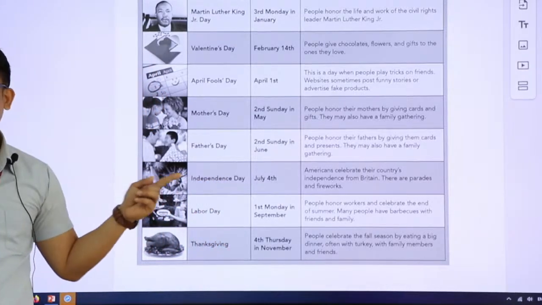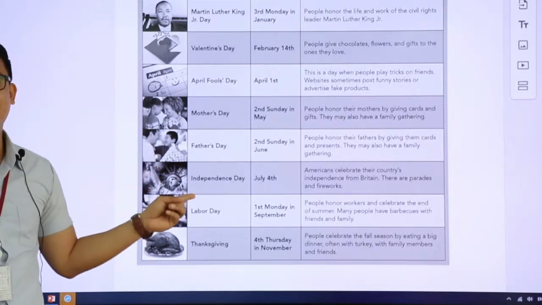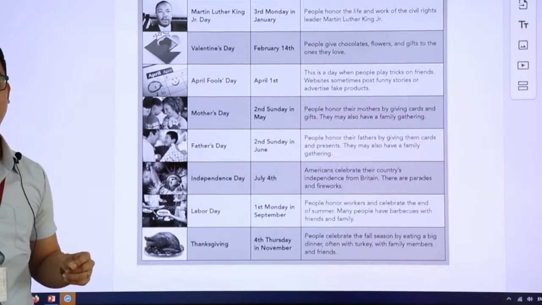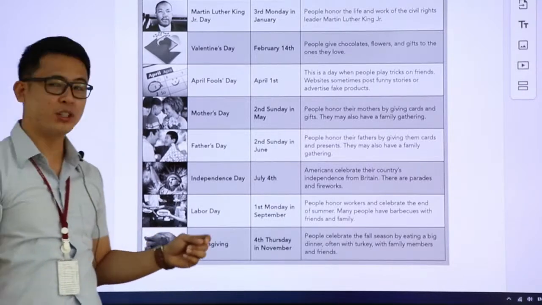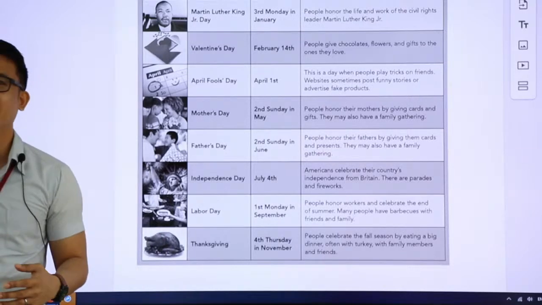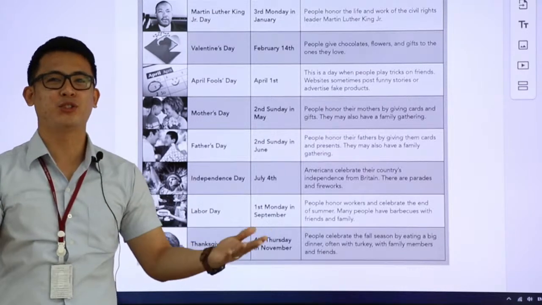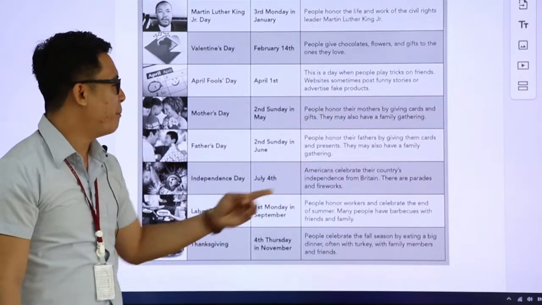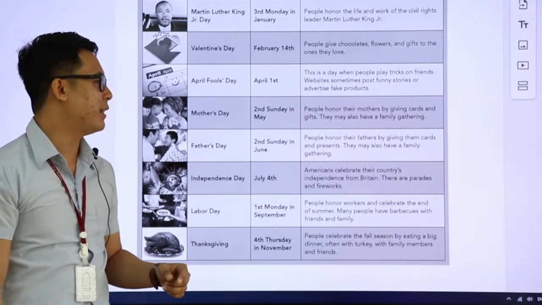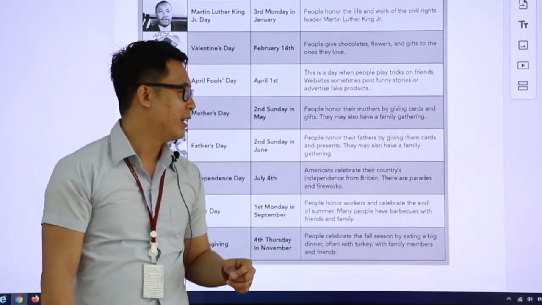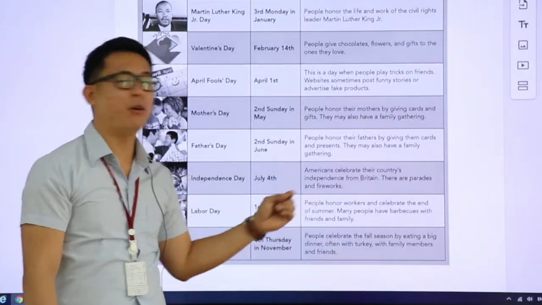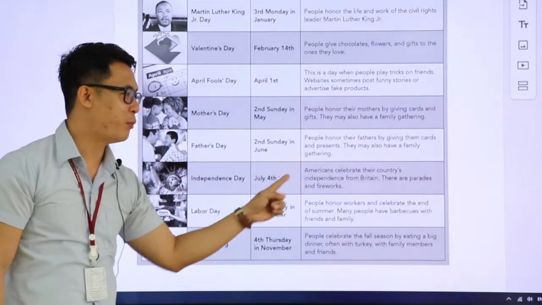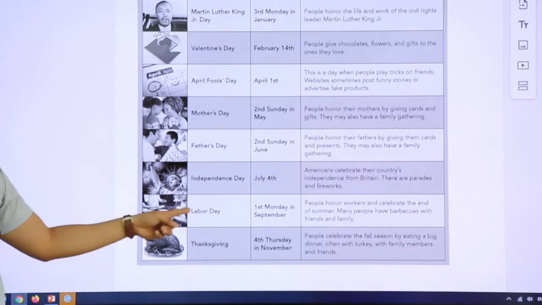Independence Day. When we talk about Independence Day, this is the day when the United States got their independence. It's on the 4th of July. You always hear this date, 4th of July. Happy 4th of July. Americans celebrate their country's independence from Britain. There are parades and fireworks. You cannot find the word present or gift here.